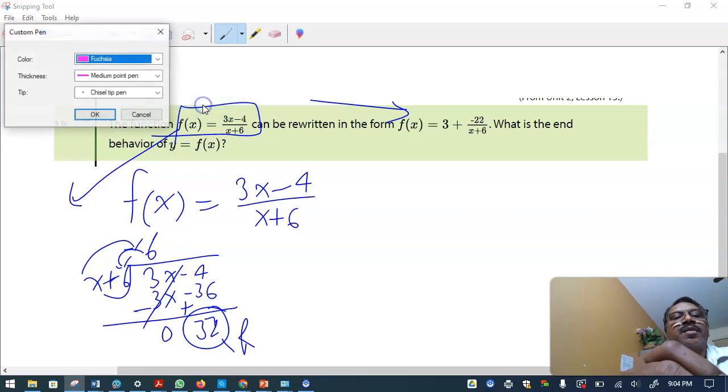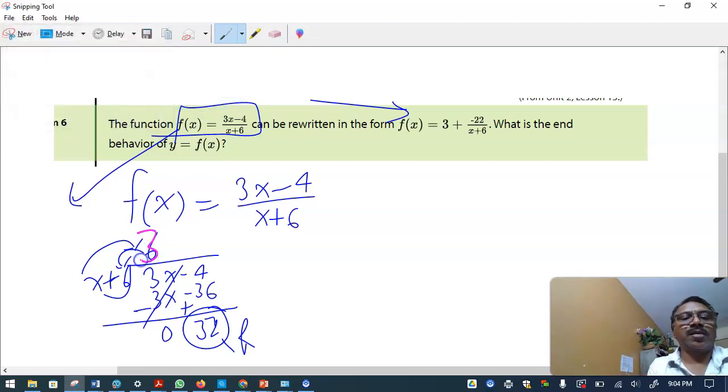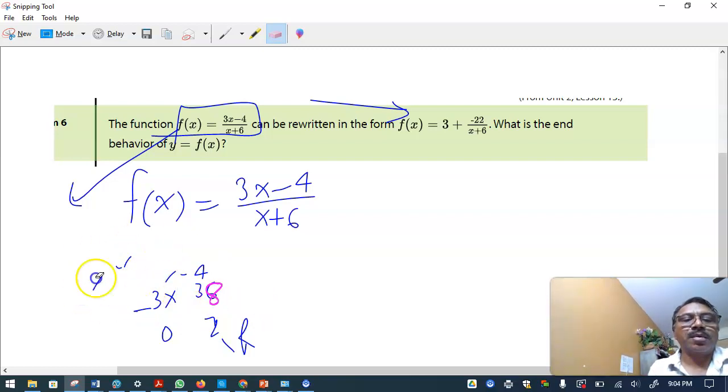Oh god, I made a mistake. So this is 3, right? It should be 3, and 3 times 6 is 18 here. So this is 18 here. So let me do it one more time, just to avoid any confusion here.